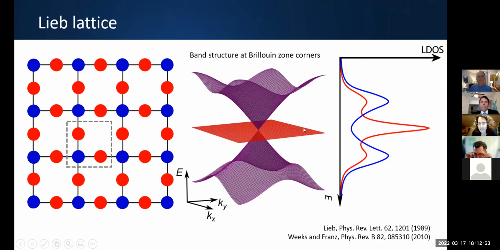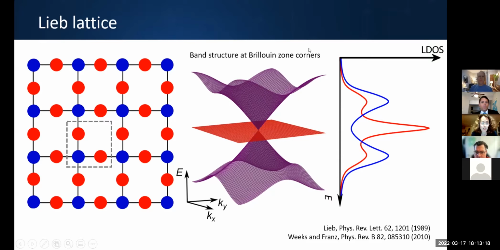In our measurement, it's supposed to look like this. The flatter the band, the higher the peak we see. We expect that when we measure on such a red site, we see a strong peak in the middle, and when we measure on the blue site, we see two side peaks. That will be our signature of this lattice, if it worked out to create it.